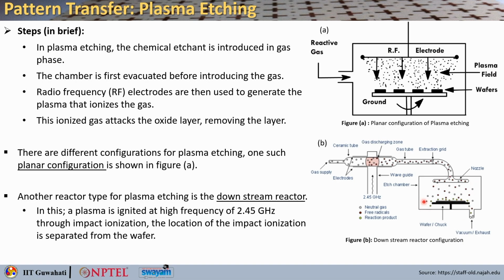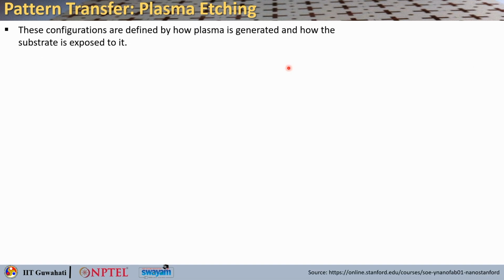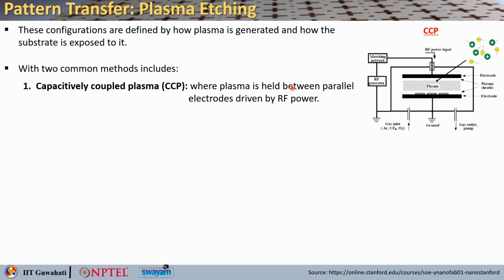So, here is a wafer which is getting etched, and then finally it comes out from here. These configurations are basically defined by how plasma is generated and how the substrate is getting exposed to the plasma. Two common methods include capacitively coupled plasma.